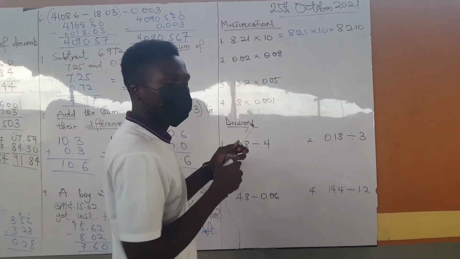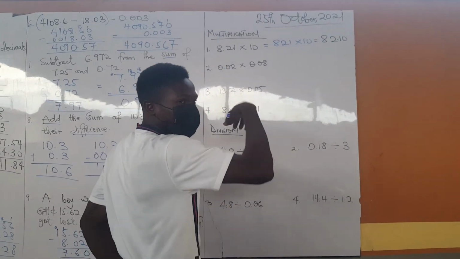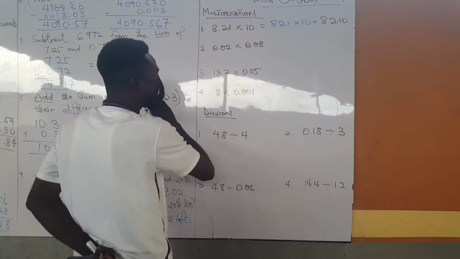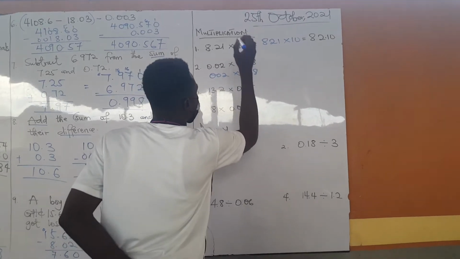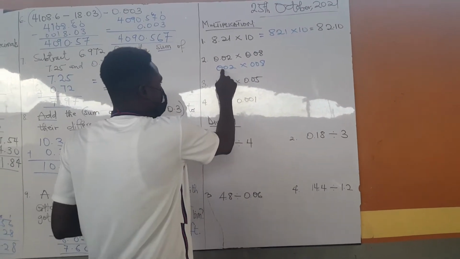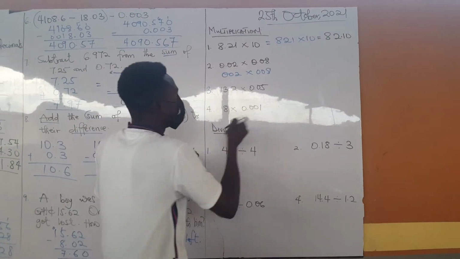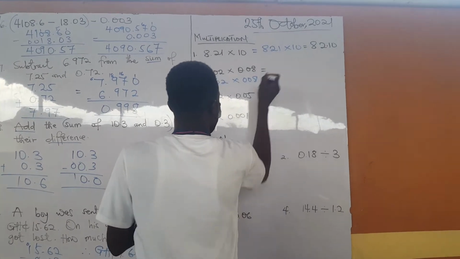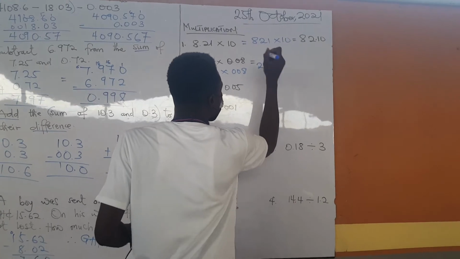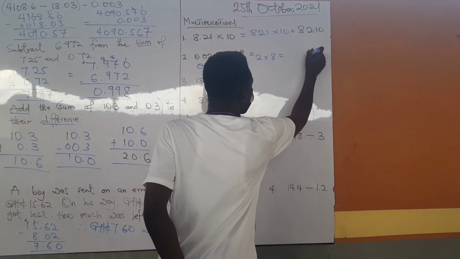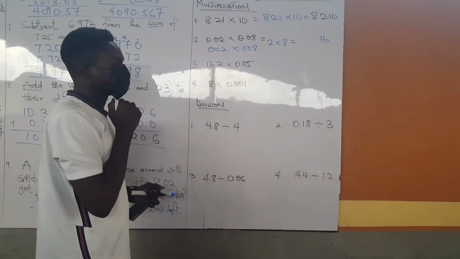Anytime you do multiplication, that's what you are going to do. So when you come to the number 2, we have this. So take off the decimal point. If I take off the decimal point here, I'm going to get 002 times 008. 002 times 008 is the same as 2 times 8. So 2 times 8, which we all know is equal to 16.